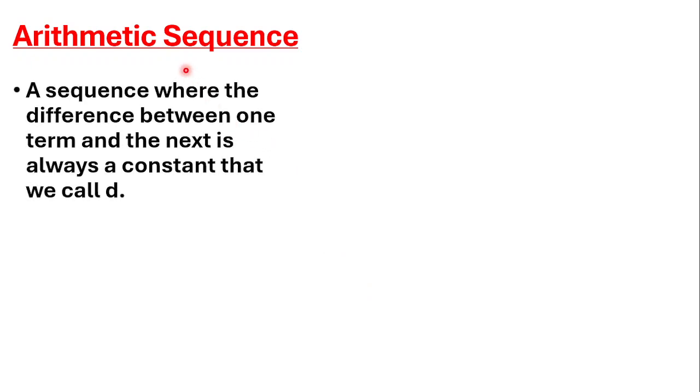Arithmetic sequence. Let's begin. So, what is an arithmetic sequence? An arithmetic sequence is a sequence where the difference between one term and the next is always a constant. That's a specific number that we call d.